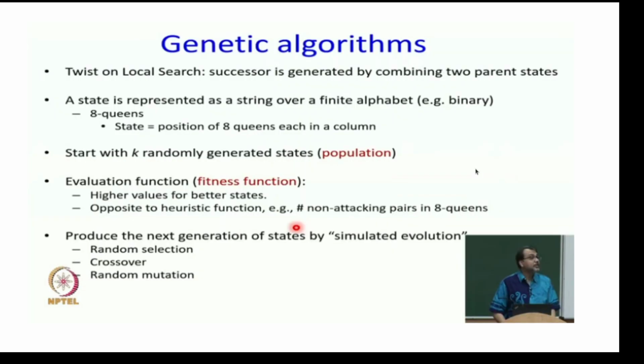Now let's discuss the important point of the genetic algorithm: a twist on local search. A genetic algorithm is a kind of modification of local search. The successor here is generated by combining two parent states. In previous algorithms, we took an action in state S and reached another state S dash. But here we reach another state by doing crossover over two parents, and then they give a new offspring. So this is how the next states, or neighbor states, are generated here, which is different from a general local search algorithm.